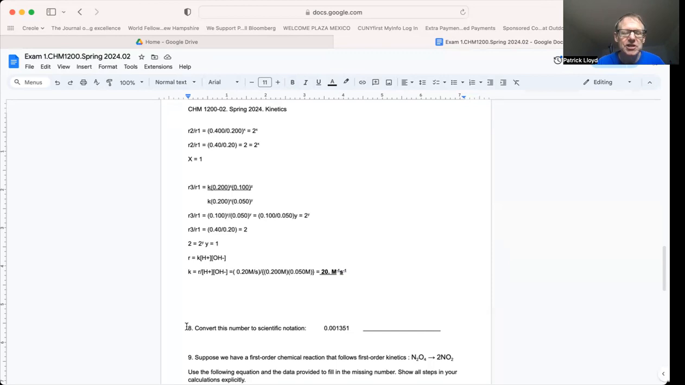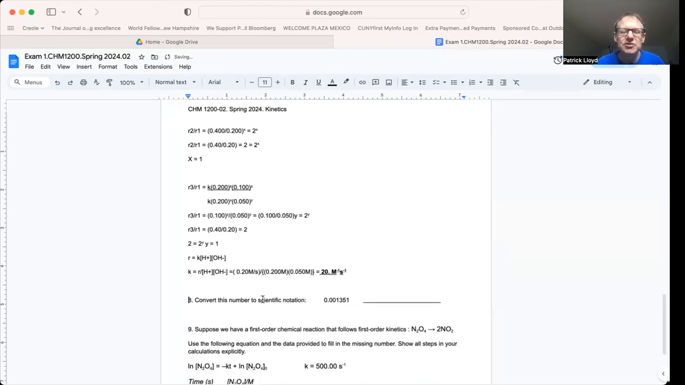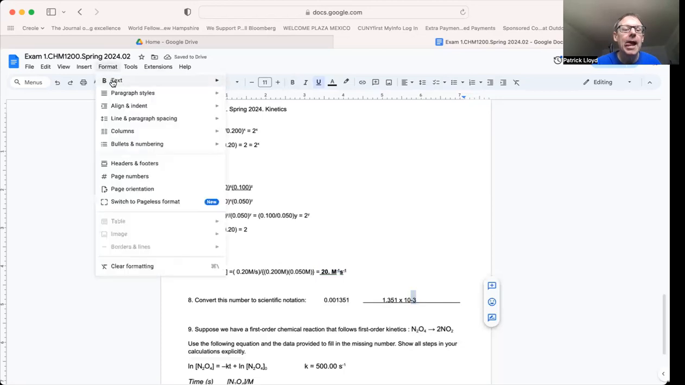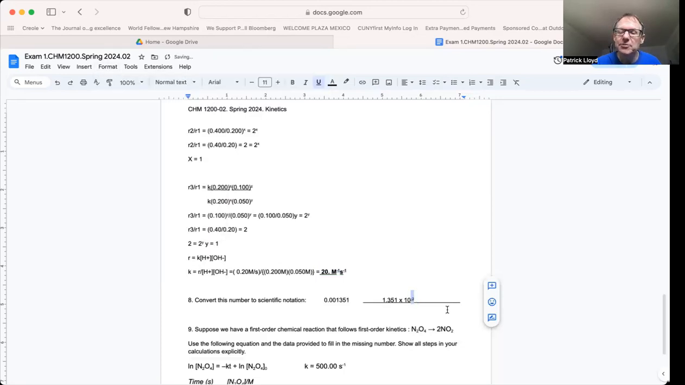Okay, let's take a look at number 8. Number 8 is convert this number to scientific notation. Okay, well, you move the decimal point 1, 2, 3 places to the right. So it would be 1.351. We moved it 3 places. So times 10 to the minus 3. Okay. Remember, we want to get a number between 1 and 10. So 1.351 is a number between 1 and 10.